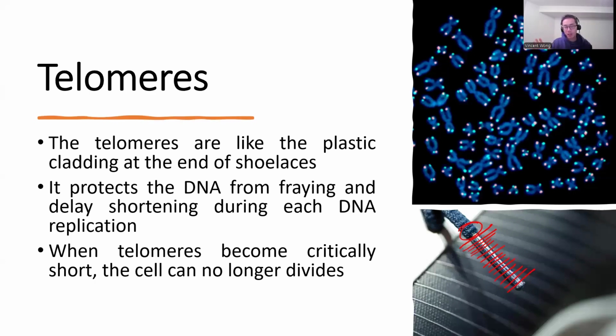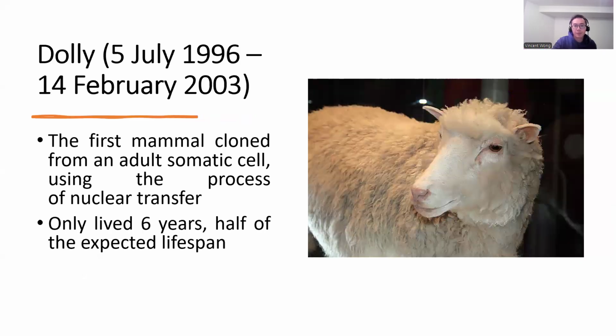So that's not allowed. So the cell becomes senescent, we say. It's basically like it becomes old. And as we age, the pool of old cells is going to increase over time. And that partly contributes to the process of aging. So I have a question for you.